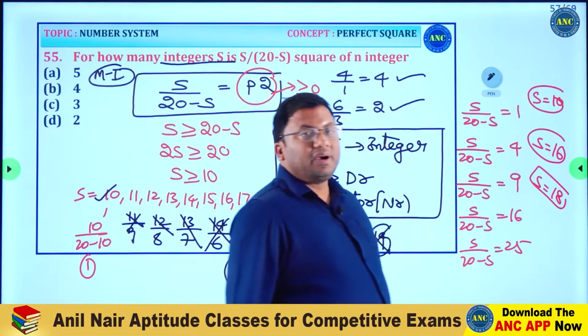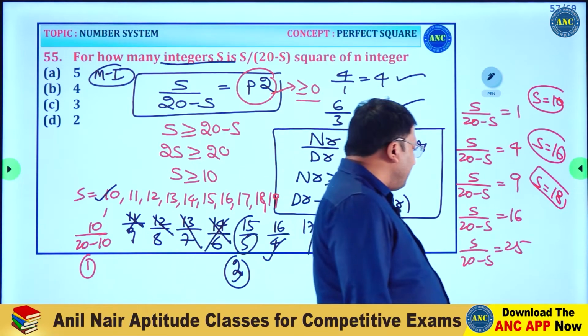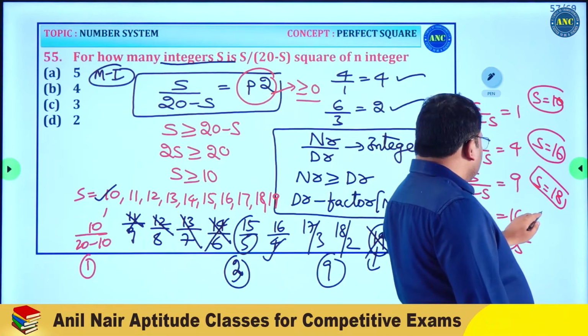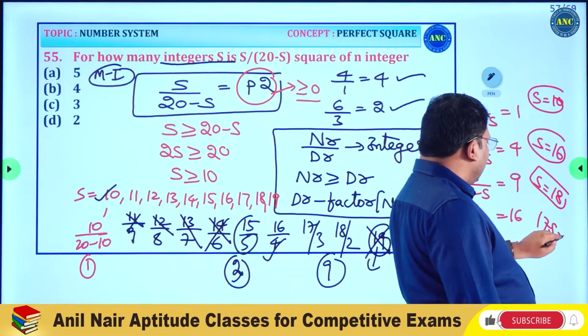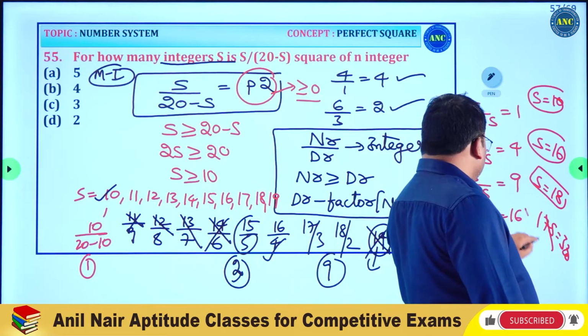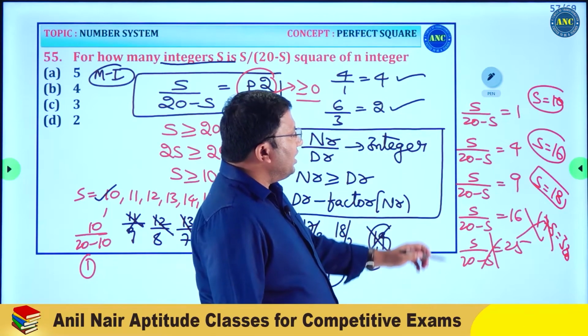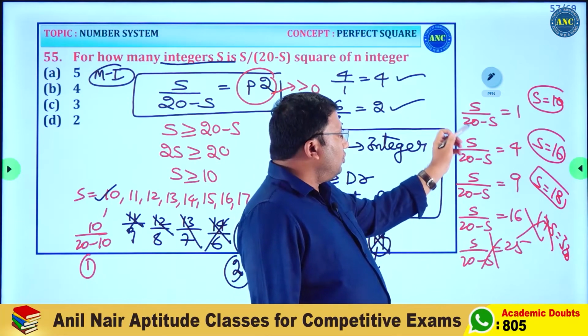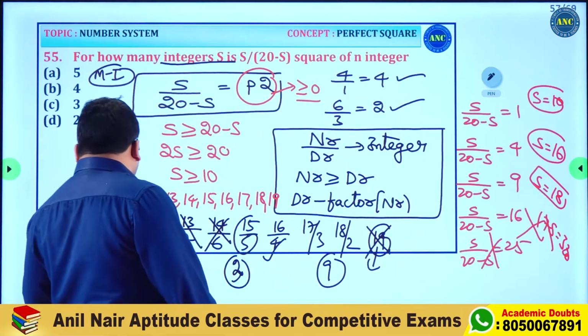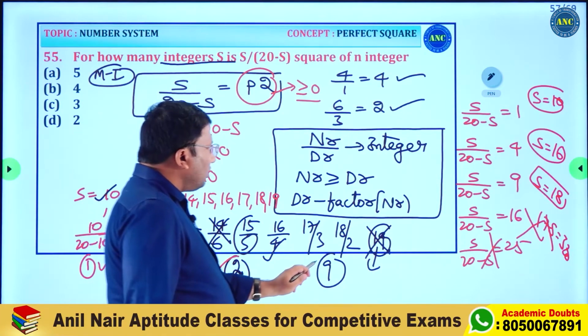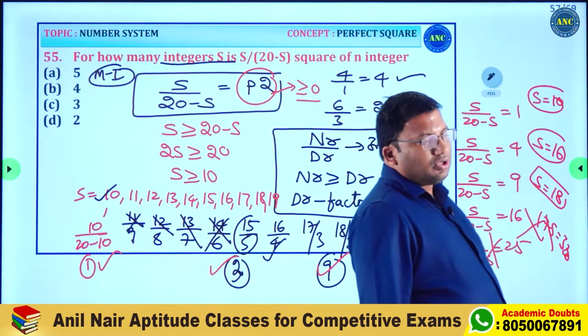S by 20 minus S is 16. This will become 320, 17S is 320. It is not possible. This is also not possible. How many cases did we get here? 1, 2, 3. How many cases did we get here? 1, 2, 3.